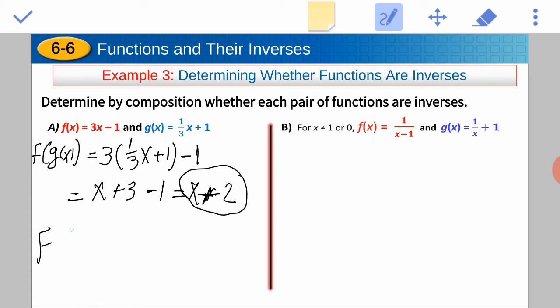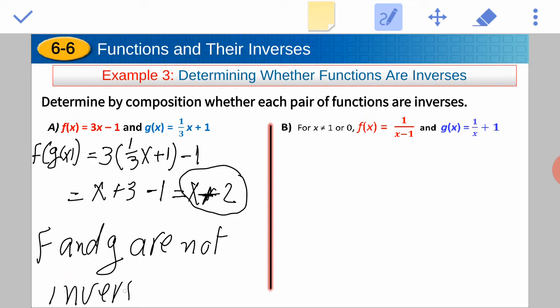So f and g are not inverses. They are not inverse functions.